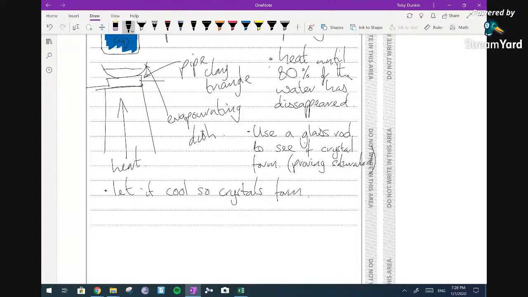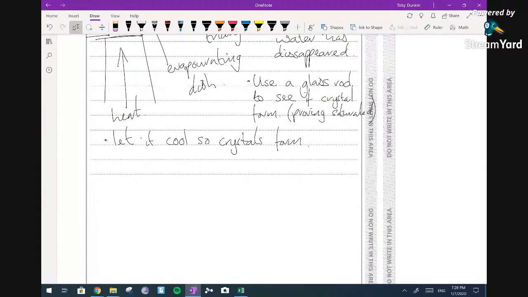The water will continue to evaporate and those crystals will suddenly start to come together. And that last 20% of the water will be trapped inside the crystal, hence hydrated. The crystals are therefore going to be blue, not white. If it said anhydrous, we're just going to evaporate it till nearly all the water's gone, and then we're going to heat it until dryness. But in this case, we're going to let it cool so crystals form.